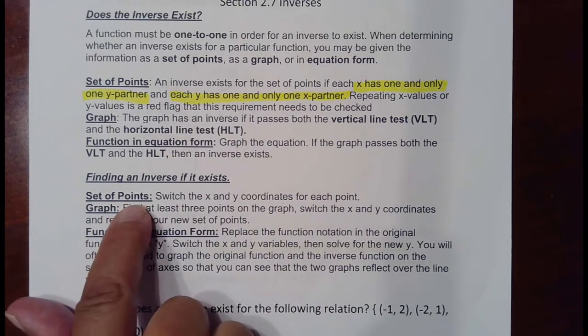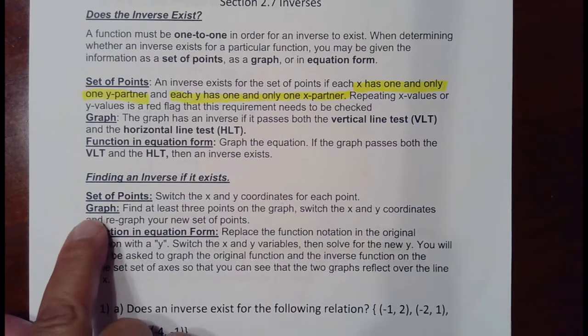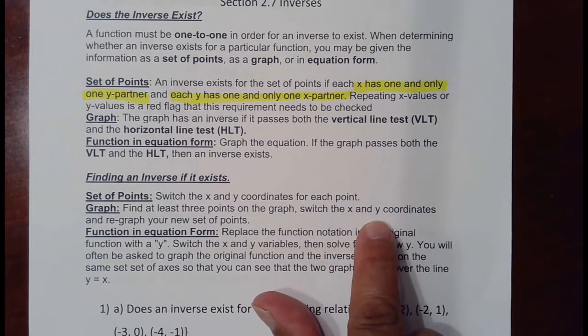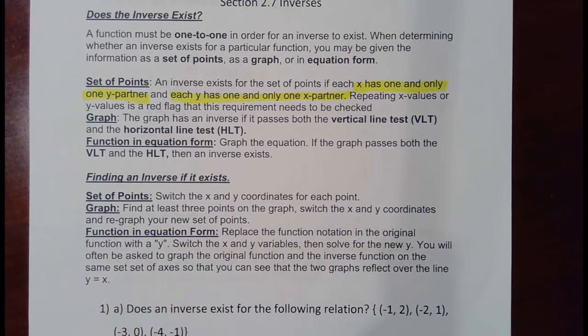If you're given a graph, what you can do is find 3 or 4 points on the graph, switch the x and the y coordinates, and then regraph that new set of points so that you have an inverse graph and you have the original graph. And we're going to do some of those as well.